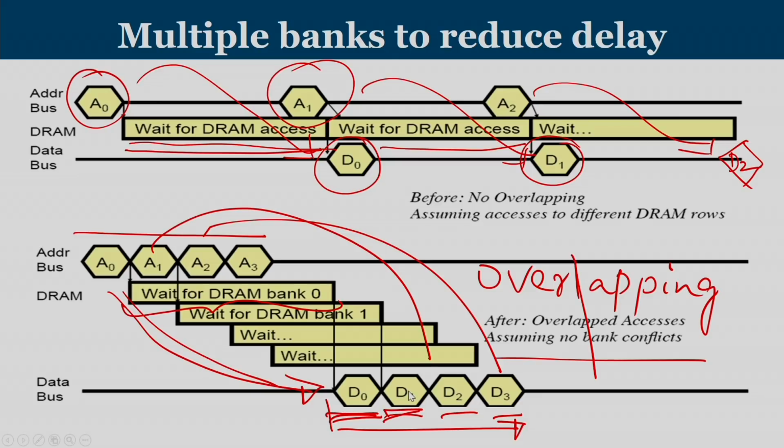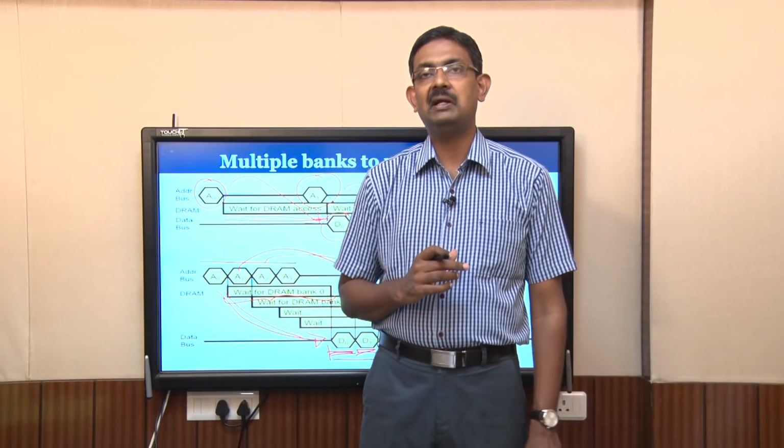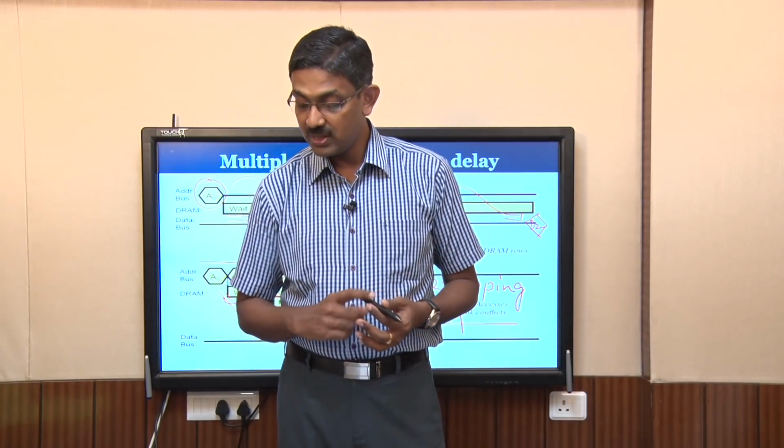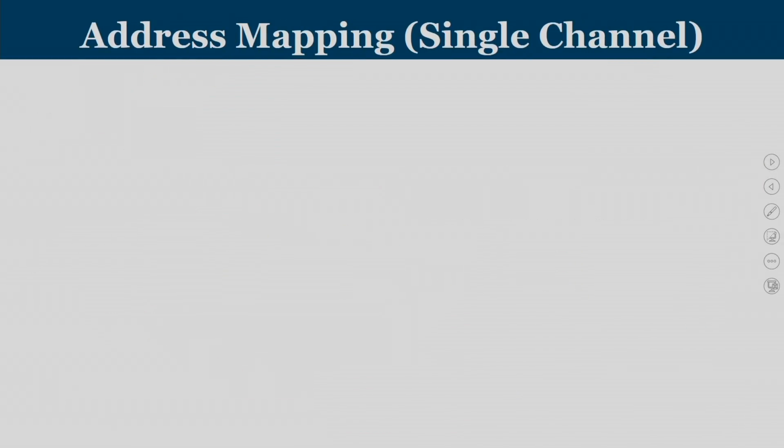So by the time D1 is reaching the other side of the transmission, D2 should be ready. So the appropriate signals which generate D0, D1, D2 and D3, the corresponding data from the row buffer, have to be carefully timed. So under this context, the timing parameter associated with DRAM is a very crucial design issue. Now let us try to see how address mapping is done.